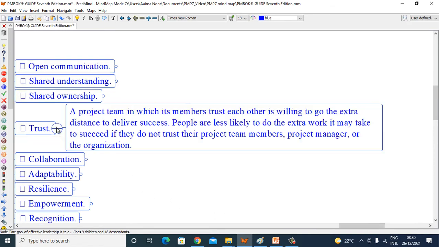Trust. A project team in which its members trust each other is willing to go the extra distance to deliver success. People are less likely to do the extra work it may take to succeed if they do not trust their project team members, project manager, or the organization.